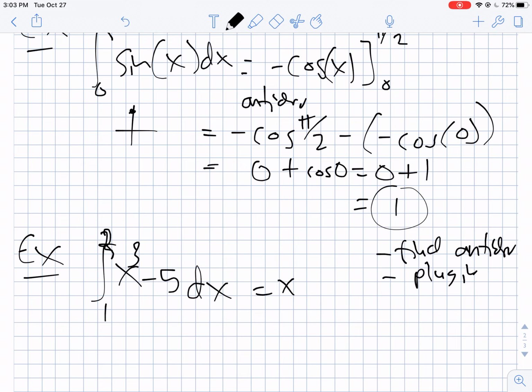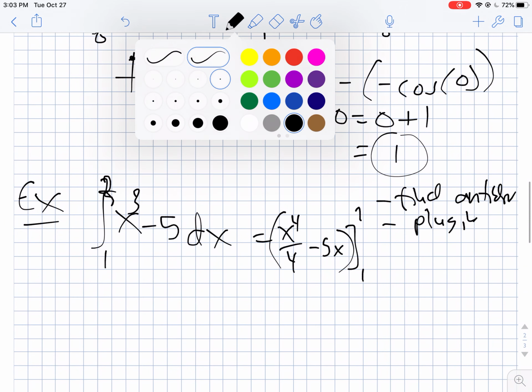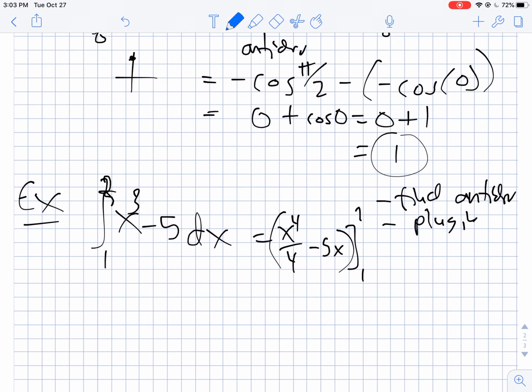So the antiderivative here is x to the 4 over 4 minus 5x, and then I plug in 1 to 2. When you have two terms, I like to put them both in parentheses to remind me just to plug all into the first and then minus plug all into the second. So I plug in 2, I get 2 to the 4 over 4 minus 5 times 2. Plug in 1, I get 1/4 minus 5 times 1.